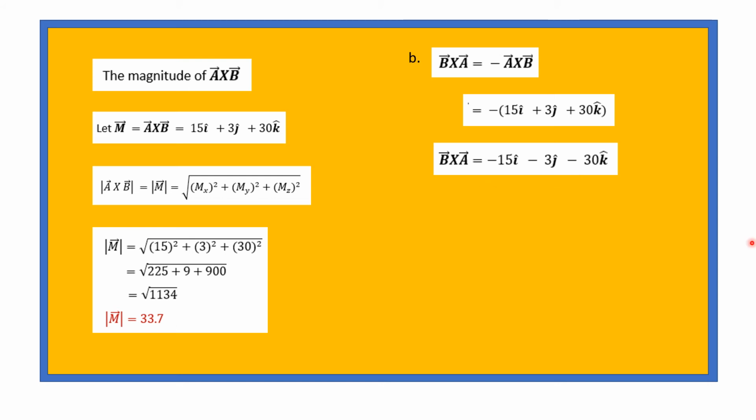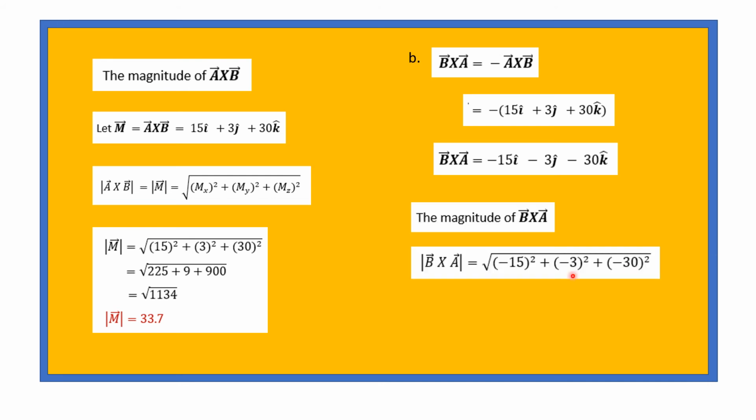Therefore, the magnitude is also equal to 33.7. We have negative 15 squared, plus negative 3 squared, plus negative 30 squared. Although these are negative numbers, we have the parentheses and then you square, so the result is positive. So note again that the magnitude of a vector is always positive. It can never be negative. So it is equal to 33.7, same as this.